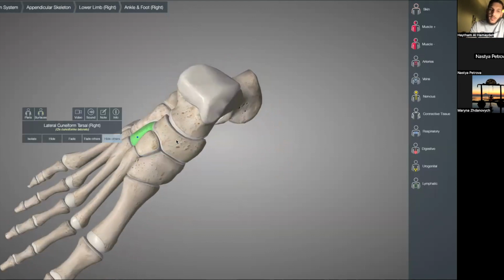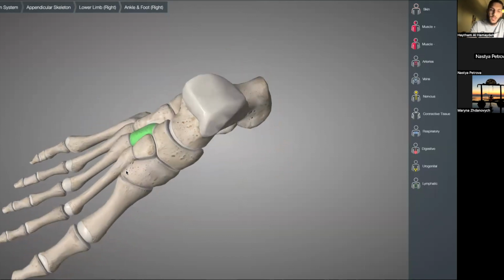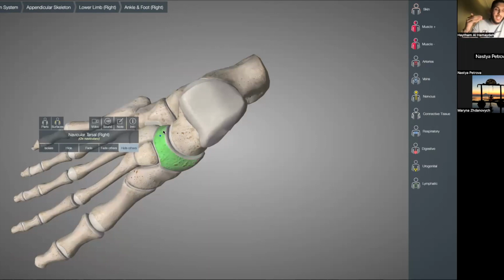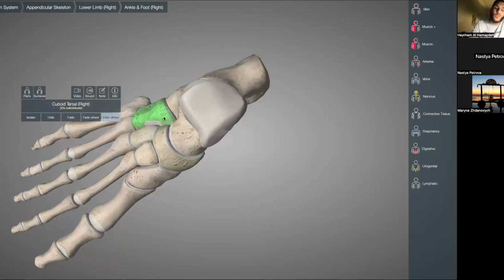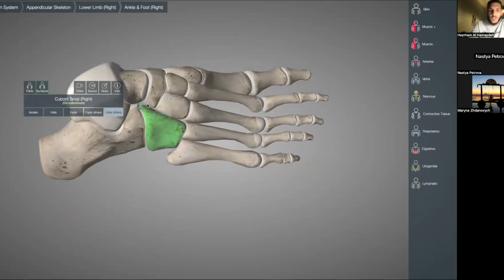What else? There are two more things we need to know about this bone, or the intermediate row of the tarsal bones. Laterally, it articulates with the cuboid bone. See here, laterally it articulates with the cuboid bone.